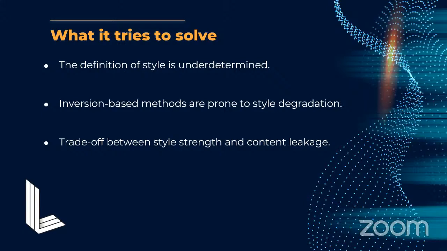And the last reason is the trade-off between style strength and content leakage. There is also a balance in the injection of style conditions. If the intensity of the image condition is too high, the content may leak. And if the intensity is too low, the style may not be obvious enough, because content and style in the image are coupled. And due to style being underdetermined, content and style are often difficult to decouple.